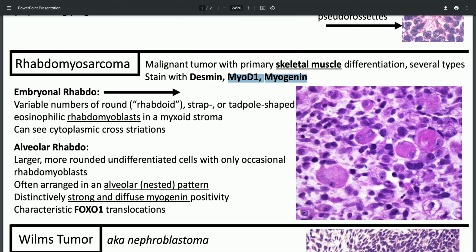And then your alveolar rhabdomyosarcoma, architecturally, they'll often be nested, hence its name alveolar, and they're larger, more rounded, undifferentiated cells with fewer rhabdomyoblasts. They have a distinctively strong myogenin positivity, and it has a FOXO1 translocation. You have your t(2;13), which is PAX3-FOXO1, as well as PAX7-FOXO1. PAX7, your t(1;13) FOXO1, will have a better prognosis.